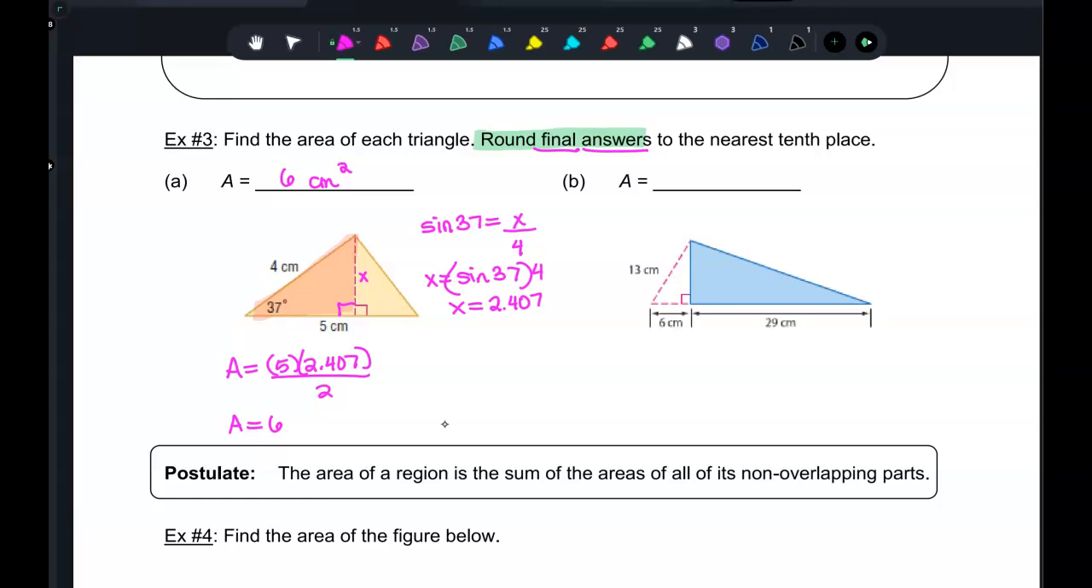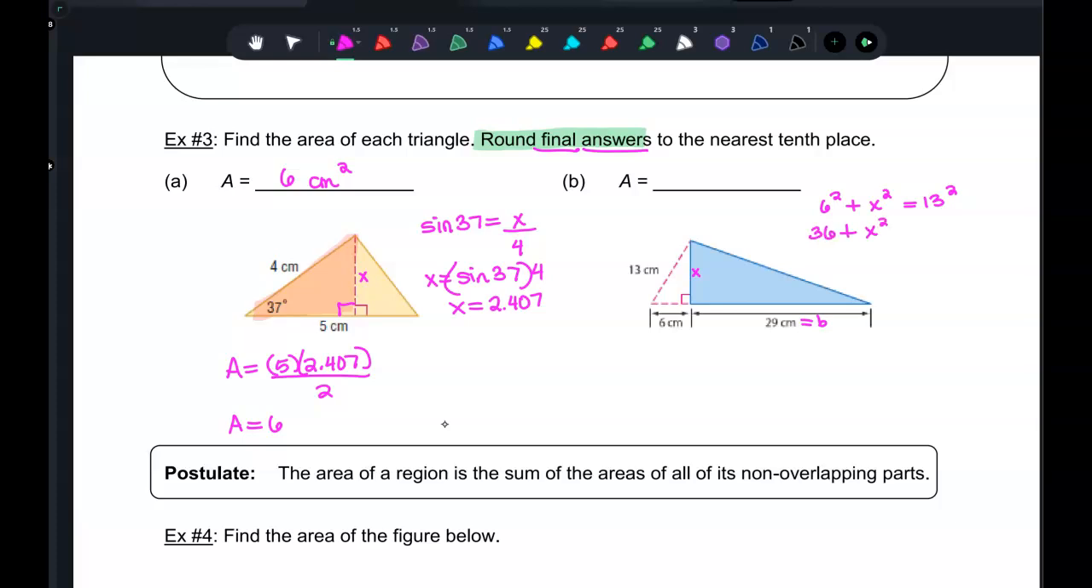Now the next one, this little dotted line is how I'm going to find the height of this right triangle. So the base of the right triangle is 29. Wait, which triangle? But I don't know what the height is. Can't you just do Pythagorean? We're going to do Pythagorean theorem. So I'm going to do 6 squared plus x squared equals 13 squared.